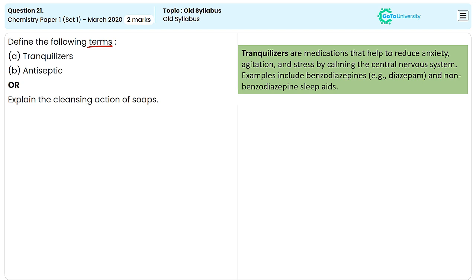Diazepam is an example for a minor tranquilizer and clozapine is an example for a major tranquilizer. They are used to manage anxiety disorders, panic attacks and certain psychiatric conditions.